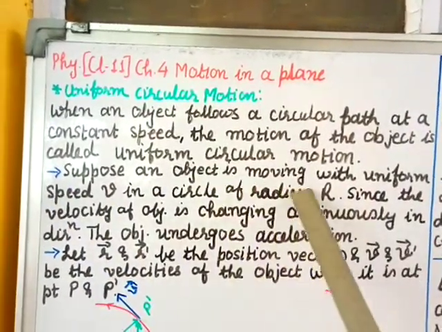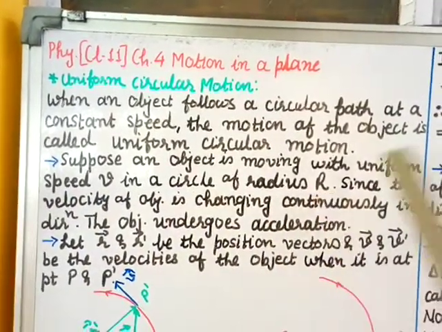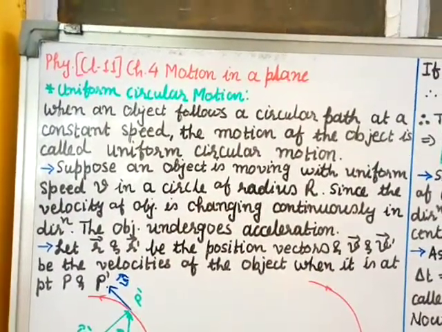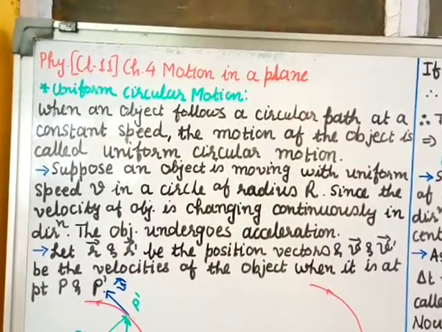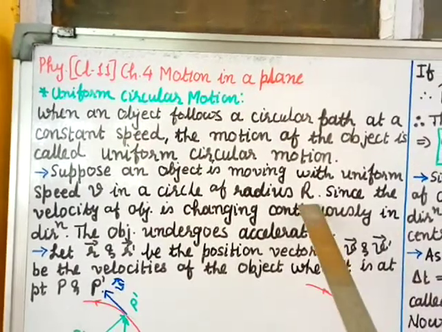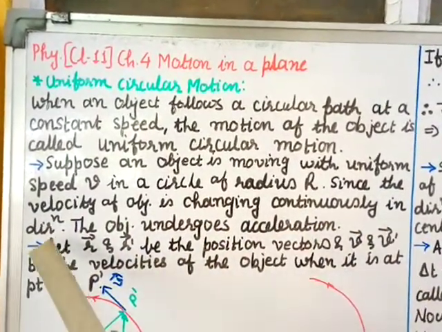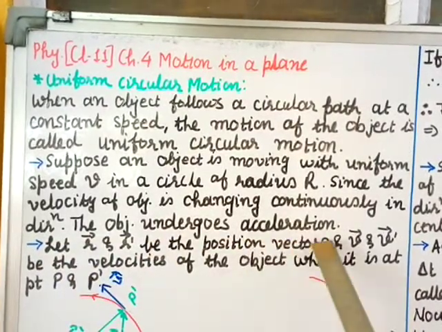Suppose an object is moving with uniform speed v in a circle of radius capital R. So now let us assume that there is an object which is moving with uniform speed v in a circle with a radius of R. Since the velocity of the object is changing continuously in direction, the object undergoes acceleration.